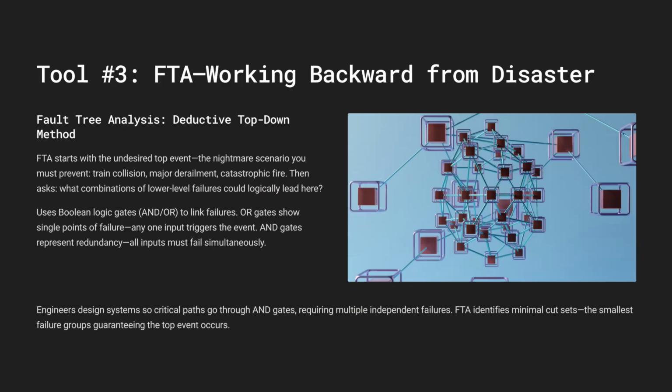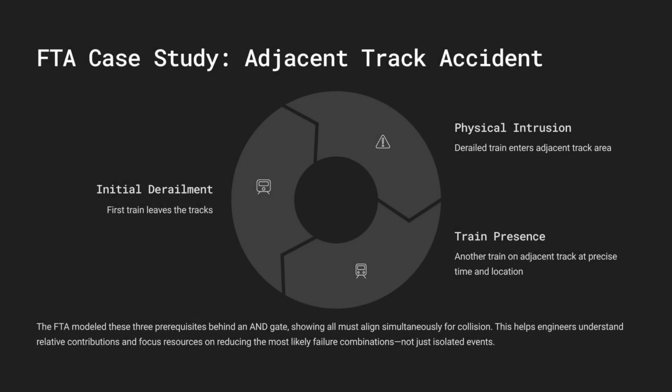That adjacent track accident analysis you mentioned, the ATA, how did FTA help there? Right. The ATA is a good example of modeling a complex sequence. The top event was collision with a derailed train on an adjacent track. The FTA broke that down. It visually confirmed that for this specific top event to happen, you need three distinct things to occur, essentially simultaneously. 1, the initial derailment of the first train. 2, the physical intrusion of that derailed train onto the adjacent track area. And 3, crucially, the presence of another train on that adjacent track at that precise time and location.